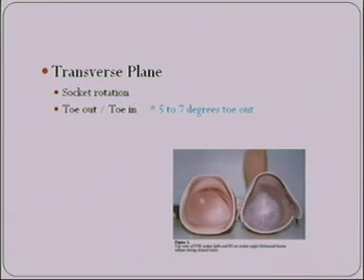Then finally we have the transverse plane. The transverse plane is over your head. So if you're looking down on top of somebody's head, that's how you view the transverse plane. And that's going to be your socket rotation. So there's a certain amount of toe out that everyone has, and the typical standard toe out is 5 to 7 degrees of toe out.